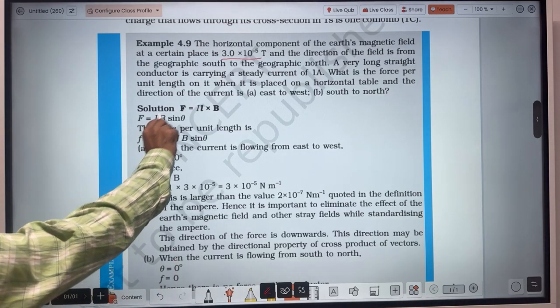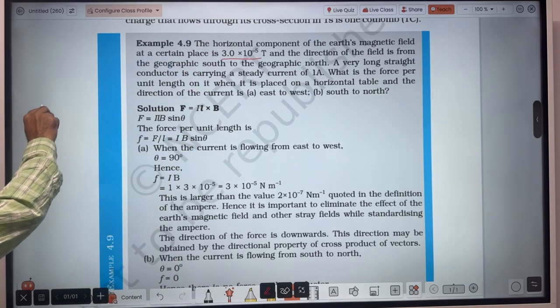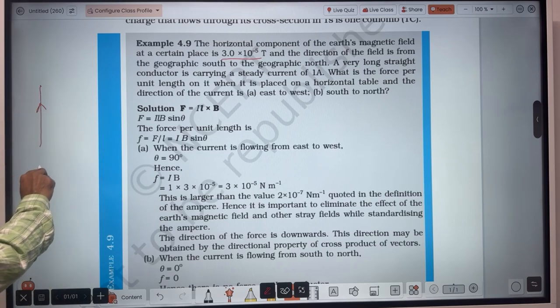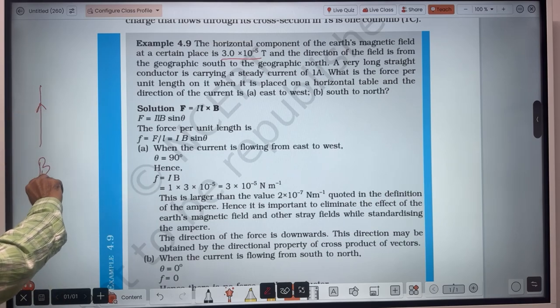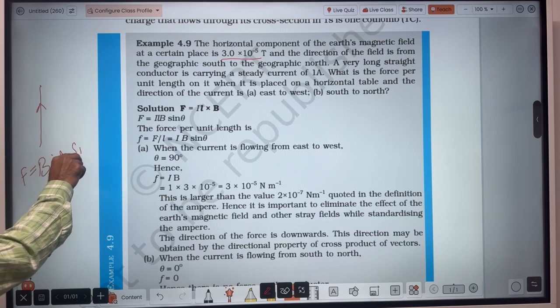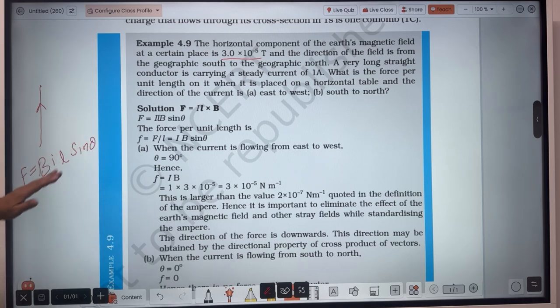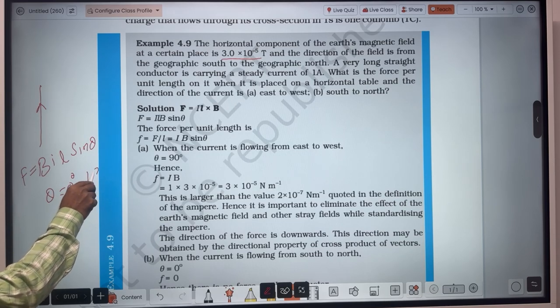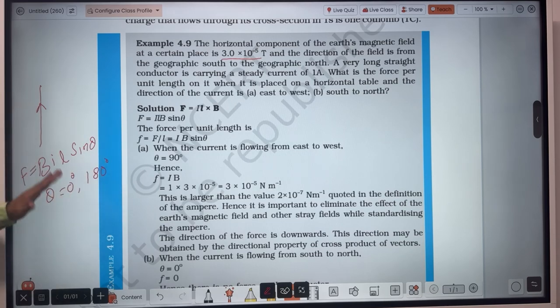Did you understand? So as you know, if a conductor is placed in a magnetic field, then it will experience a force, and that force is given by BIL sine theta. If theta is perpendicular, then force will be maximum. If theta is 0 degree or 180 degree, that is, the wire is parallel or anti-parallel to the field, in that case force will be 0.